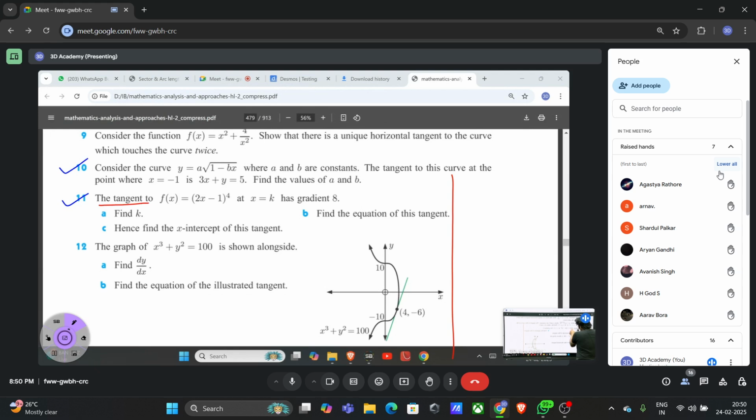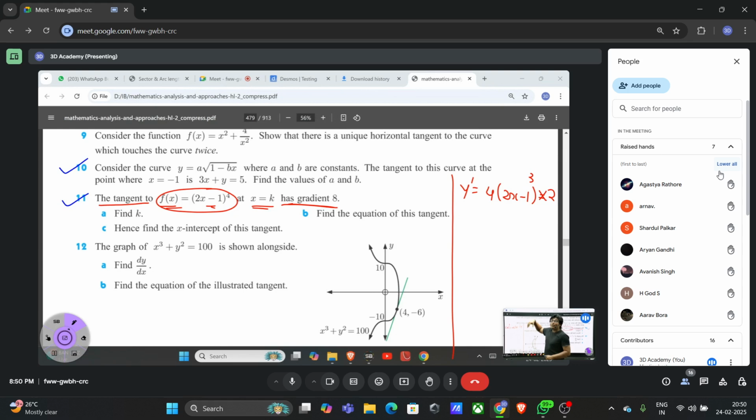The tangent to this curve at x equals to k has the gradient. Now what is given in the question? Gradient is given. If gradient is given, I will differentiate this. What I will do? Differentiate this. If I differentiate it, what will I get? I will get y dash equals to 4 bracket 2x minus 1 raised to power 3, into 2 भी करना पड़ेगा because it is a chain rule. So this is into 2.